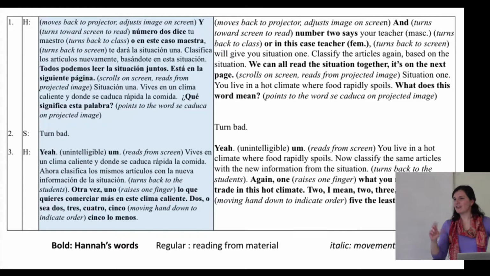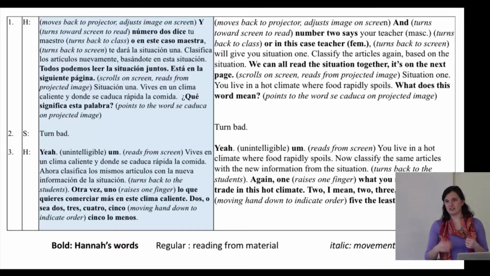And so I thought this was really interesting because she picked up the grammatical error for the classroom reality. It's not a grammatical error, but for the reality of the classroom, but then continued to speak in the third person about herself, allowing the material to continue to direct that instructional responsibility. So then she reads from the material, "classify the articles together based on the situation," and then she says, "Okay, we can all read the situation together, it's on the next page."